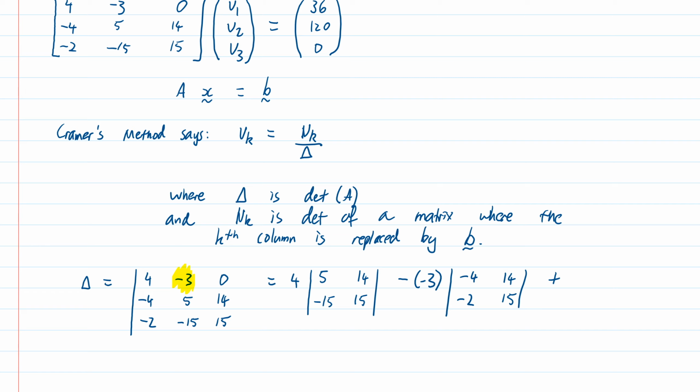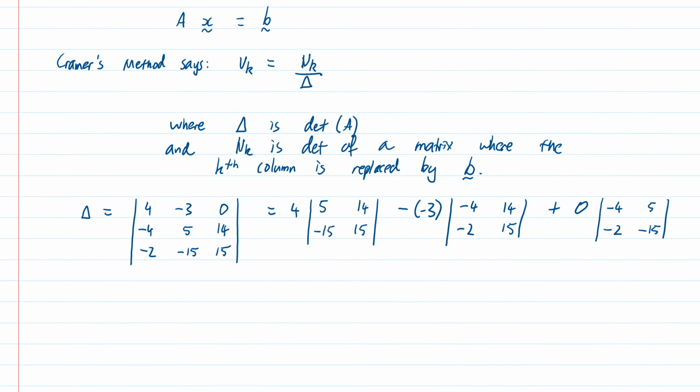Oops, let's not erase too much there. Just trying to get rid of my highlight. And I'll put that line back. And so this will be plus, well, it's 0 times the determinant of, I'll just explain what I would do if it wasn't 0. So it would be the determinant of minus 4, 5, minus 2, and minus 15. But I don't need to bother with that because it's just times 0.